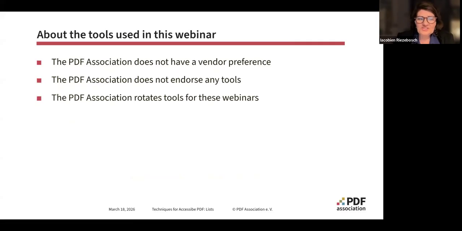We want to stress that the PDF Association does not have a vendor preference. We do not endorse any tools, and therefore we rotate tools for these webinars.